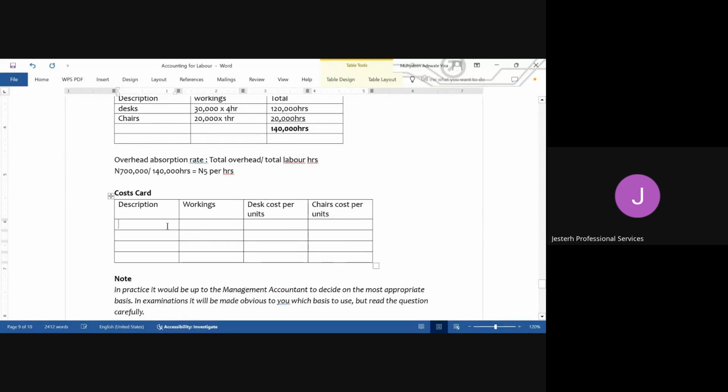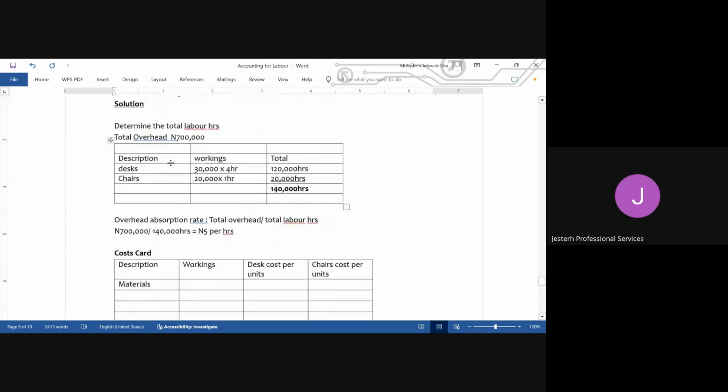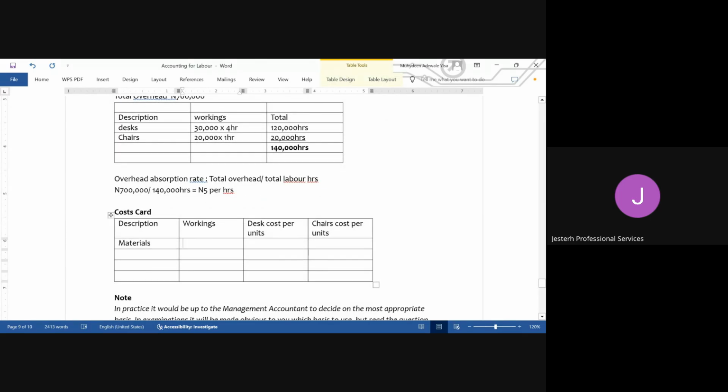Okay, now we can proceed. Now, the number one thing, materials. We should be familiar with how to calculate this material because we have discussed it before. The materials say 3 kg of wood at the cost of 4 naira per unit. Now you come here, 3 kg multiplied by 4 naira per unit.